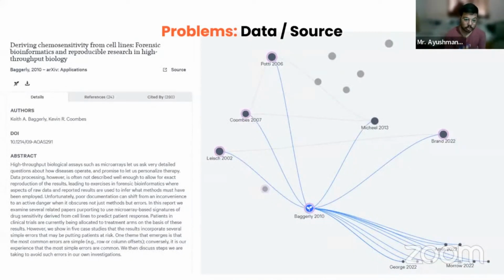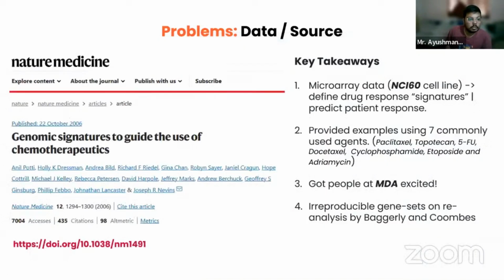One of the most prominent ones is a publication from 2006 by Anil Potti et al. This particular graph shows you how many publications were analyzed by Baggerly and resulted in irreproducible research. And the one I highlighted was a Nature Medicine publication. The key takeaway from this particular paper was that they used a cell line, the NCI60 cell line, and some six or seven drugs, and they tried to suggest that by analyzing the gene expression profiles, they were able to predict if a certain patient sample would be resistant or not resistant to a particular drug. And these were all performed on cancer samples.